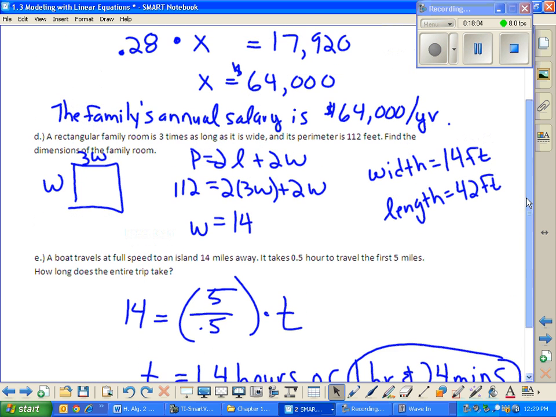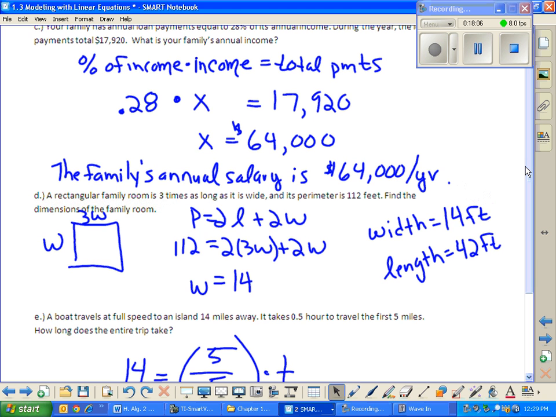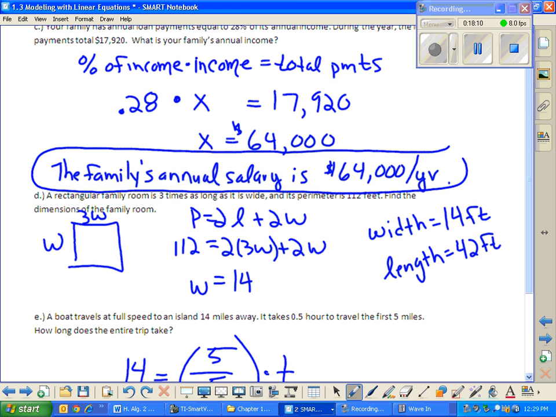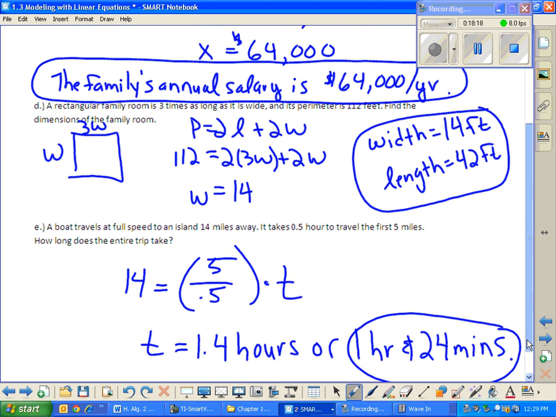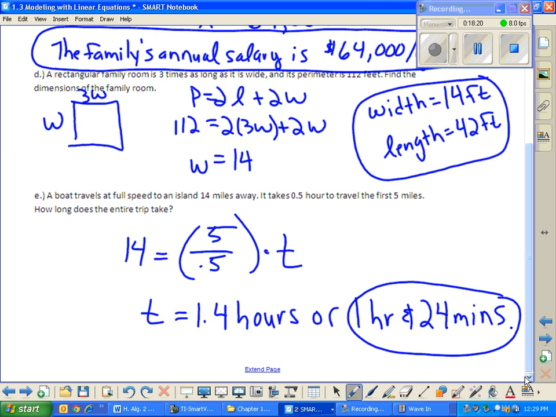Okay, so I did work out a couple for you. Here's our sentence that summarizes independent practice, part A there. Not in a sentence, but there are the dimensions of this family room. And then lastly, we have the speed of our boat here. How long is it going to take? About 1 hour and 24 minutes to travel those 14 miles.